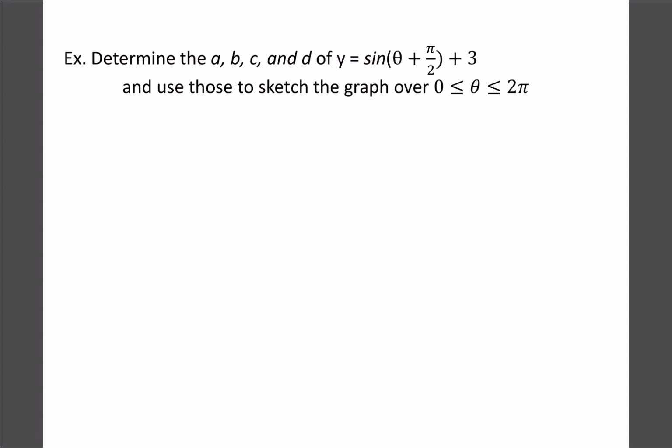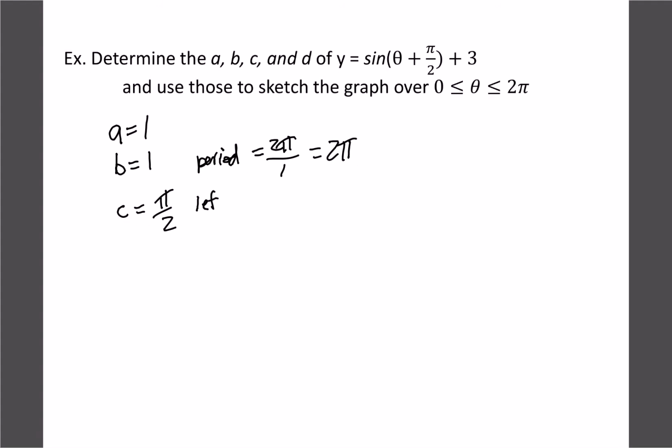So let's look at a couple examples. So here we've got our amplitude of 1. There's no number in front. We've got a b of 1 as well. So that means we have a period of 2 pi over 1, which would be 2 pi. We have a c value of pi by 2, and that's a plus. That means we're going pi by 2 to the left. And we have a d, or midline, of 3. So from that, we should be able to figure out what our graph's going to look like.